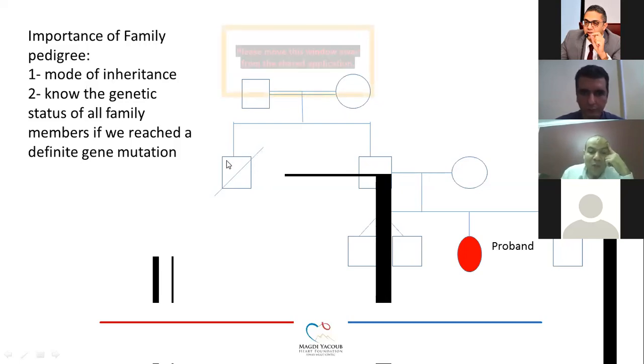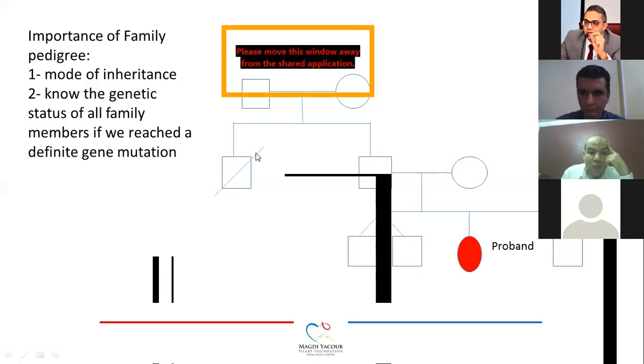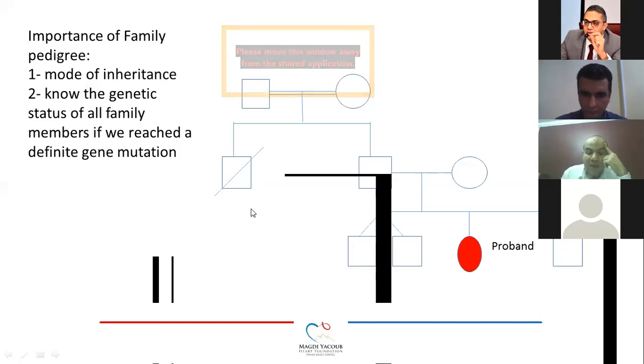If one of the family members is dead, as in our case, he had a paternal uncle who died, we just draw a line like this. This means that this person died. If the patient has twin brothers, we draw it like that. If another brother is not a twin, we draw it like that. So this is a very simple demonstration of the pedigree.